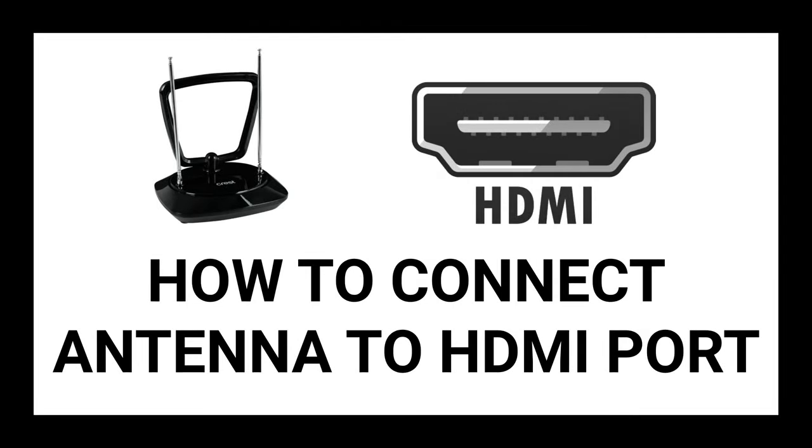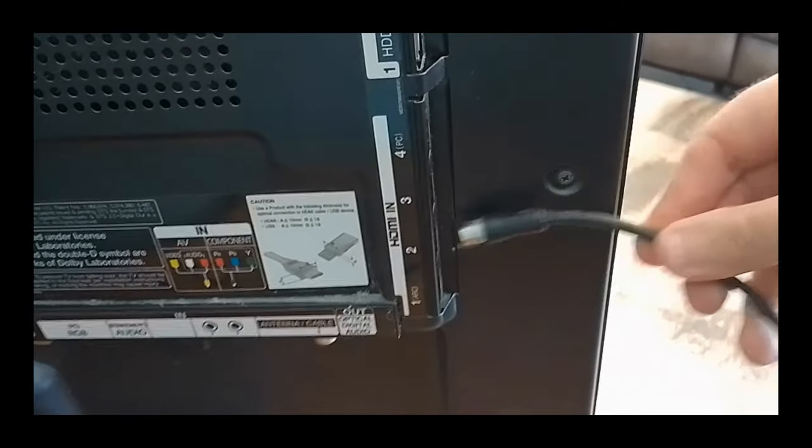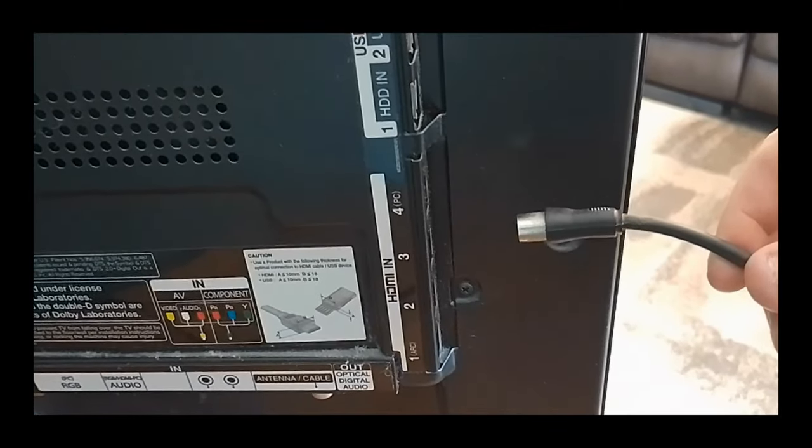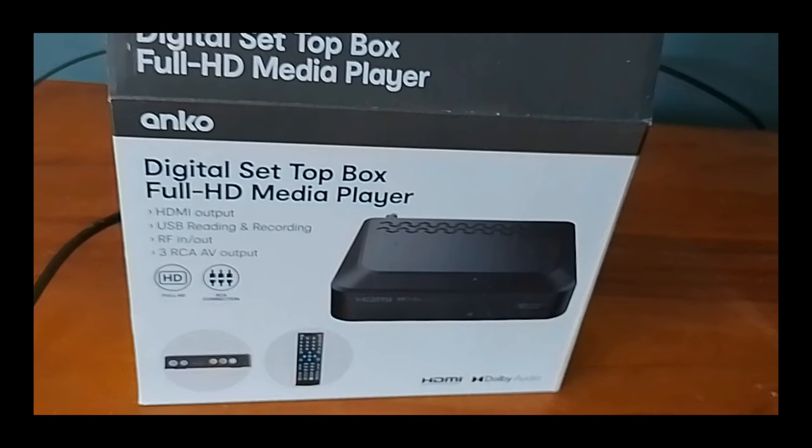In this tutorial, I will show you how to plug an antenna cable into a TV's HDMI port. If the antenna port on your TV has become faulty, you can use a HDMI port. As you can see, the antenna doesn't fit in the HDMI port, so we are going to use a converter. And this is the converter we're going to use.